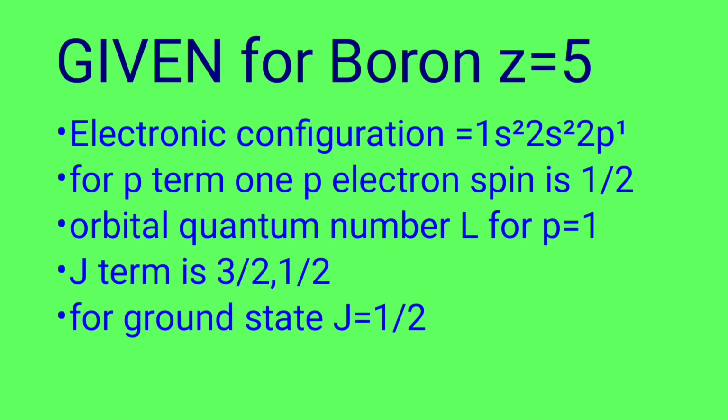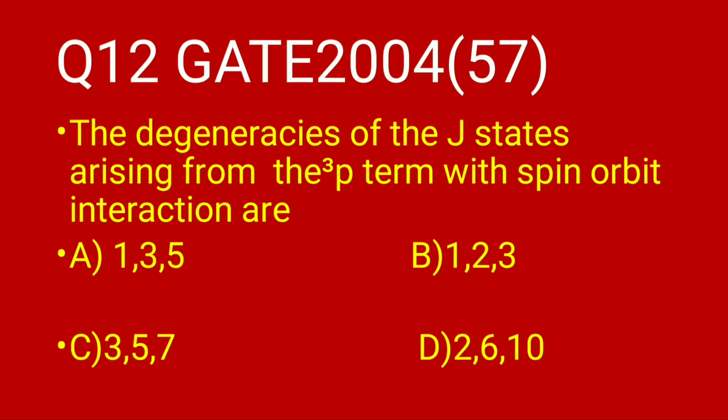Given data, for boron Z is equal to 5. Electronic configuration is equal to 1s2, 2s2, 2p1. For boron, 1 p electron, spin is half. Orbital quantum number L for p equals 1. Therefore, J is 3 by 2 and 1 by 2. For the ground state, J equal to 1 by 2.